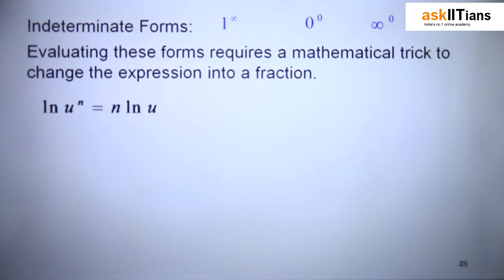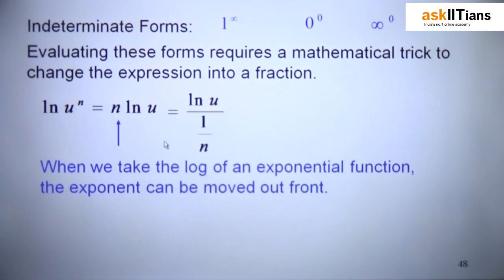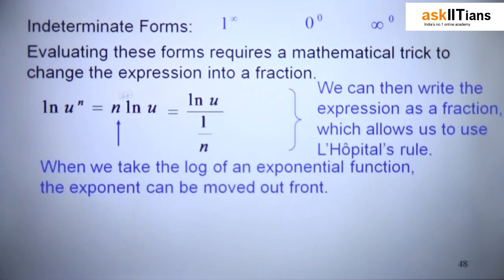Suppose you have a function ln u to the power n, and that will be equal to n ln u, as one of the properties of log. So this is a product. What we can do is write it in the form of a fraction, so in fractions it will be written as ln u upon 1 by n. Converting it to a fraction is only because we want to apply L'Hopital's rule, and this format of the function does not permit me to use L'Hopital's rule. That's why this conversion has been done.